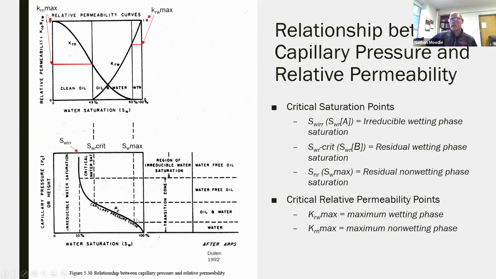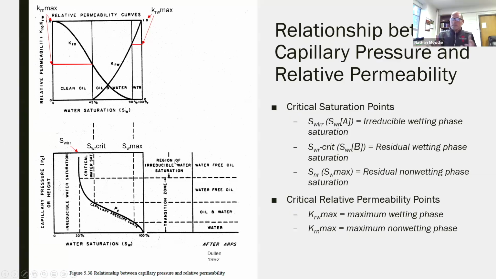And so he was arguing that this point here fits with this point here, where you have your residual non-wetting phase after first contact, right? After imbibition. Mhm. Okay, thank you. Yeah.